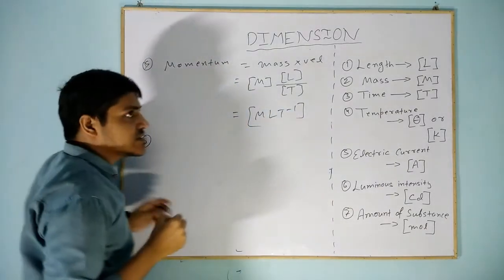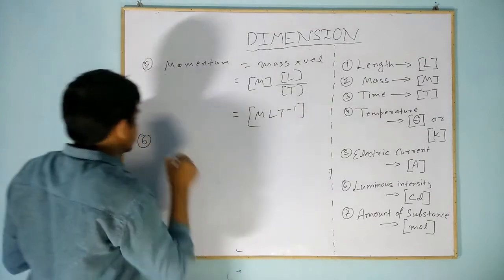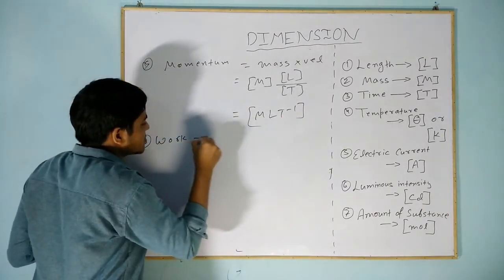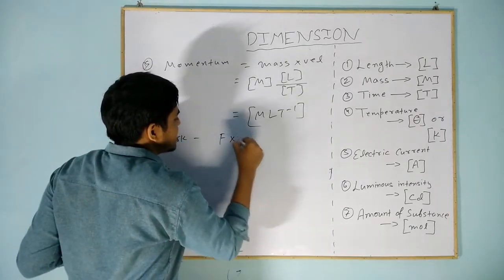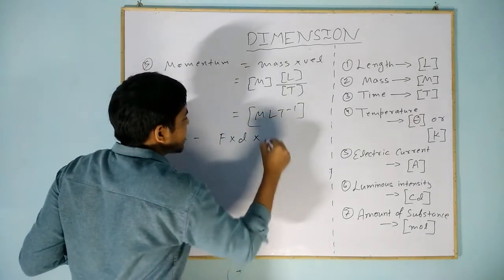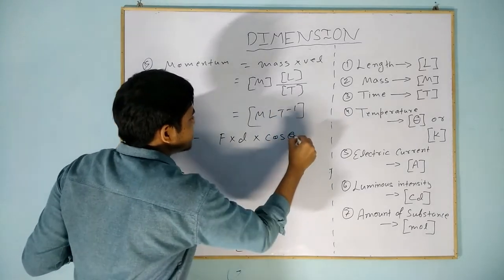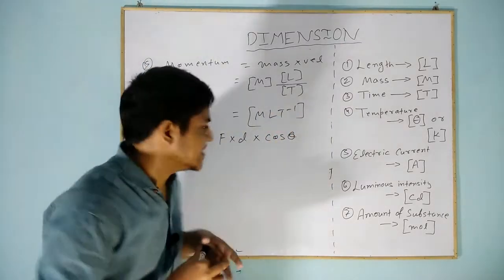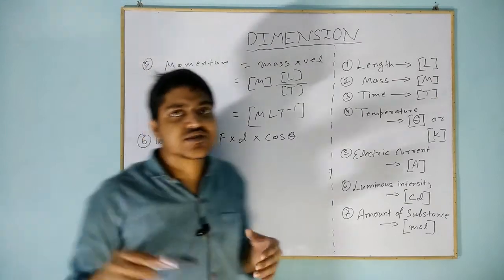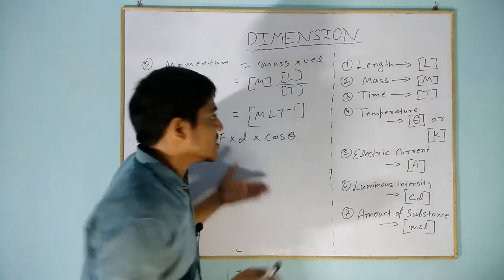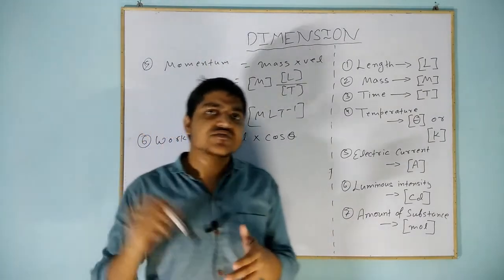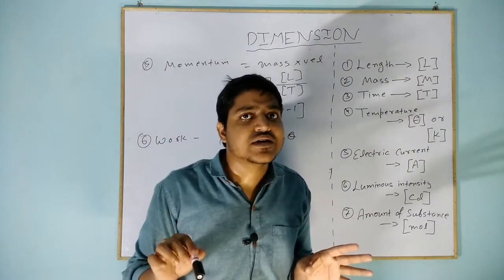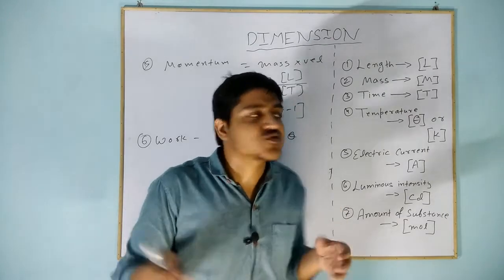Next, let's take work. The formula of work is force into displacement into cosine of the angle between force and displacement. You will learn about this formula later in your subsequent chapter. And not just this formula, in this chapter you will come across many new terms. So have patience. Time will come and you will study about them. For the time being, the only thing I expect from you is to remember the formulas.